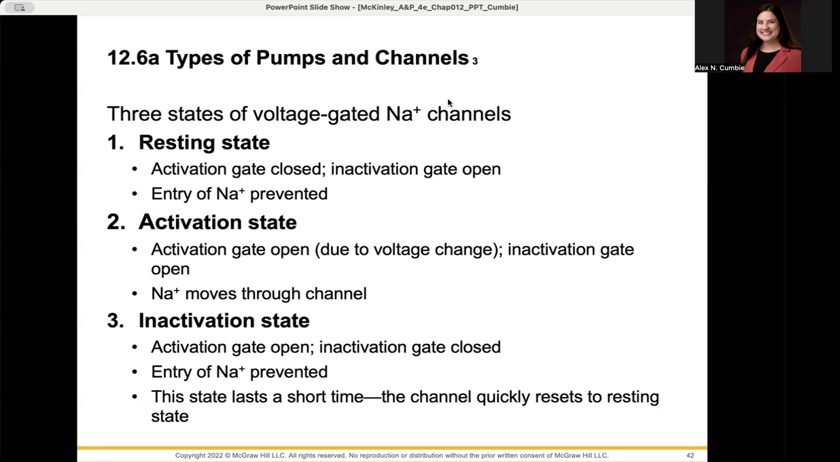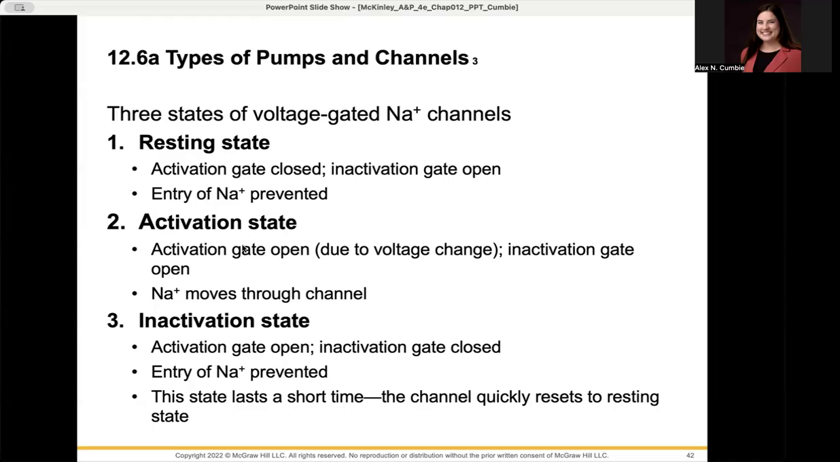So for sodium channels, if we are in a resting state in our neuron, these gates are closed, right? And they won't open because we're at a resting state. No electrical potential has caused a change in this neuron. And so they stay closed and there's no entry of sodium. Remember, sodium is present in high concentrations extracellularly, so outside of the neurons.